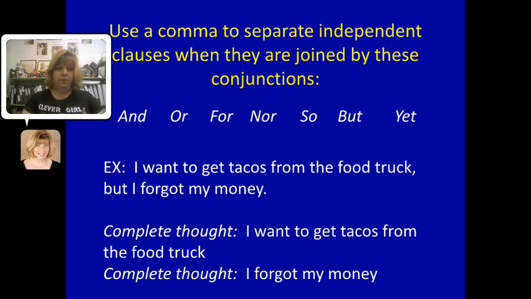I want to get tacos from the food truck could stand alone as its own sentence, and I forgot my money could stand alone as its own sentence. So when you're using them and adding a conjunction between them, that's when you use the comma. I want to get tacos from the food truck, comma, but I forgot my money.